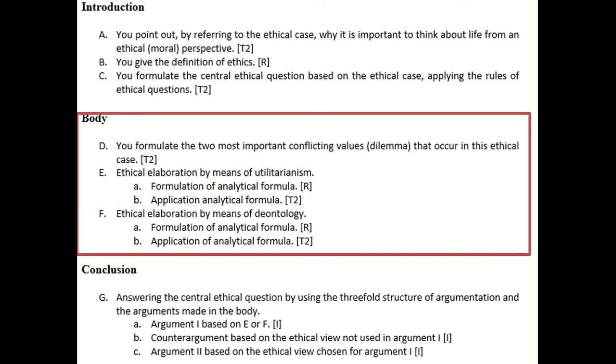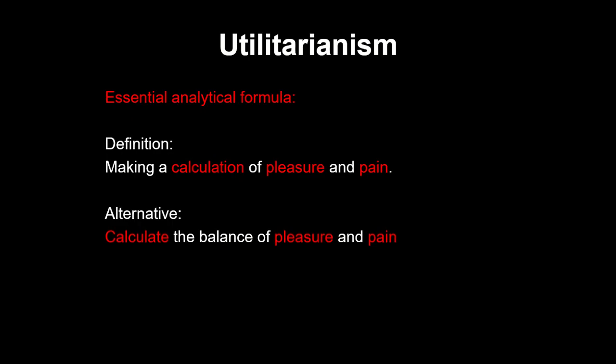And now you need to sort out the order between the two conflicting values. Which one of those values is more important than the other? The first approach is utilitarianism, and in the next video we're going to have a look at the second approach, and that's deontology. But right now, utilitarianism. How to crack the puzzle, how to make a decision between two important values.